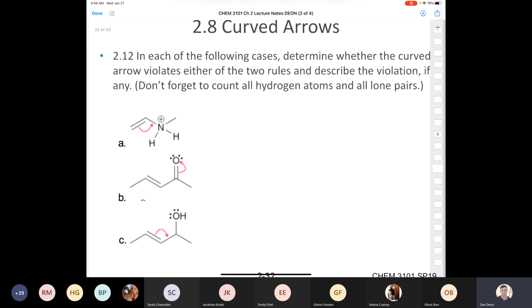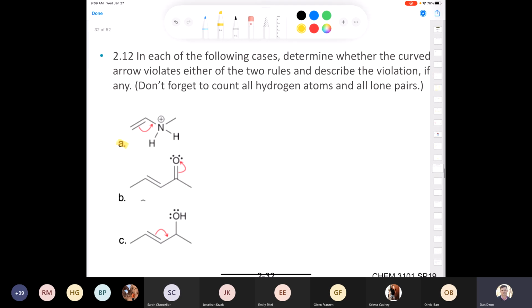Well, it says here, in each of the following cases, determine whether the arrow violates either of the 2 rules and describe the violation, if any. Man, we keep talking about these violations. Don't forget to count all hydrogen atoms and lone pairs. Okay, I'm just going to start. I'm queasy just looking at some of these. Can anybody tell me, is there a violation in A? Just yes or no? If you want to describe it, be my guest.